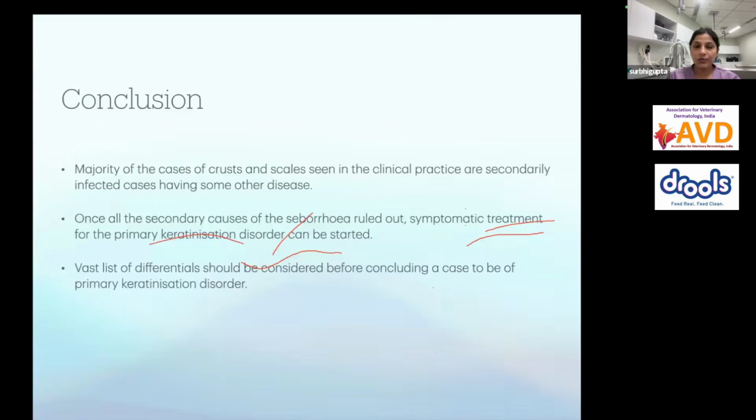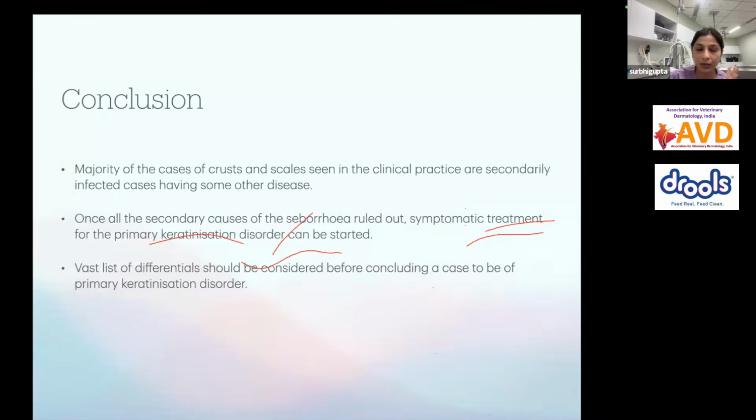So those were the conditions which are primary keratinization disorders. Some of the primary keratinization disorders we see in general practice, for example primary seborrhea. Before concluding, you should always rule out secondary infection. That is my conclusion: most of the crusts and scales which you see in clinical practice are secondarily infected cases, and that should always be ruled out.